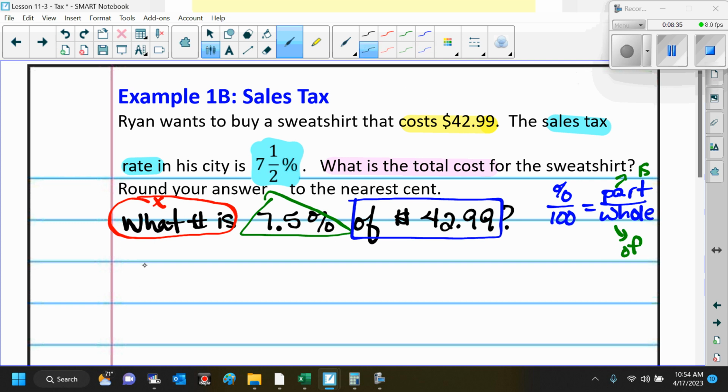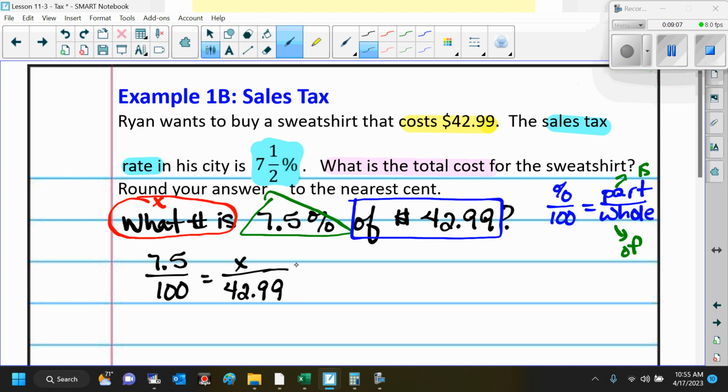So we've got 7.5%. So percent over 100. Do I have to change that 7.5 to a decimal? No, because it's already a percent, and the formula says percent over 100, right? So we've got 7.5 over 100 equals the is number, that's the X, over the of number, $42.99.